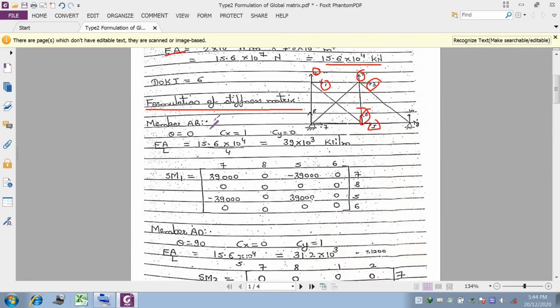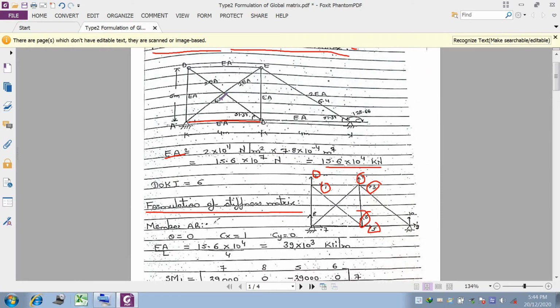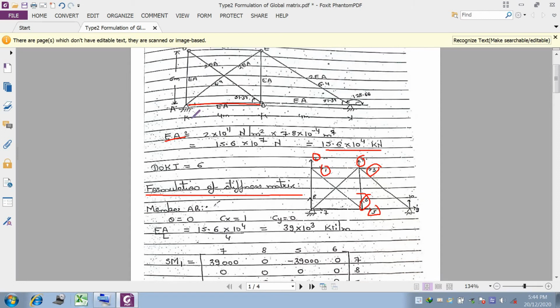Then the next member is AE, which you have to calculate. One thing you must understand is why I start the formulation of the stiffness matrix from A: because you have to start your calculation from the left hand side itself. You can start from C also, or B also, but you have to choose that joint where the number of members connected is highest. A is the joint where many members are connected, and it also starts from the left hand side. So I am choosing this joint A.